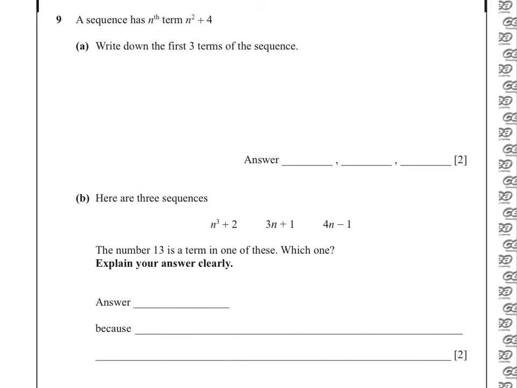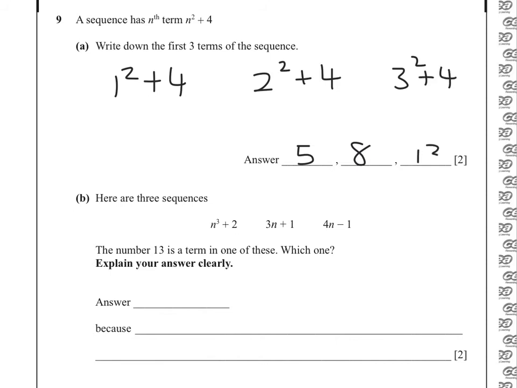The nth term of a sequence is n squared plus 4. So the first will be 1 squared plus 4. So that's 1 plus 4, which is 5. The second will be 2 squared plus 4, 4 plus 4, which is 8. And the third will be 3 squared plus 4, 9 plus 4, which is 13.